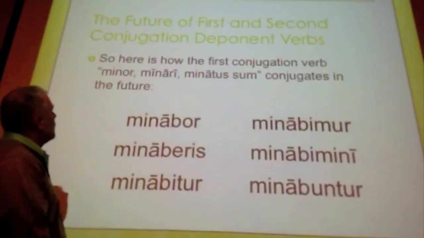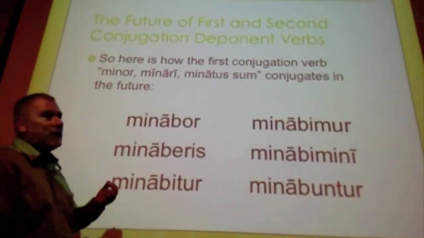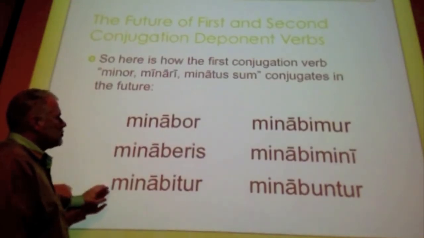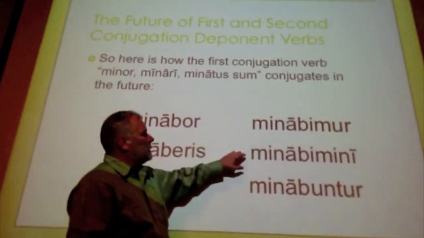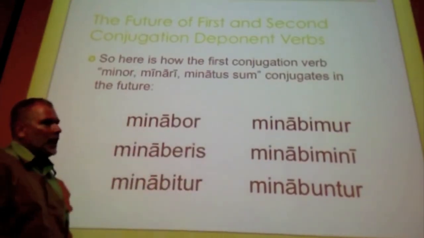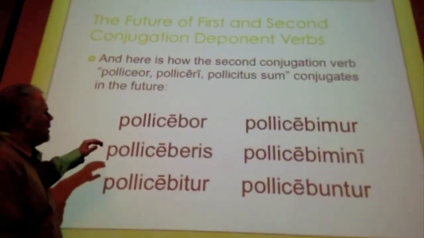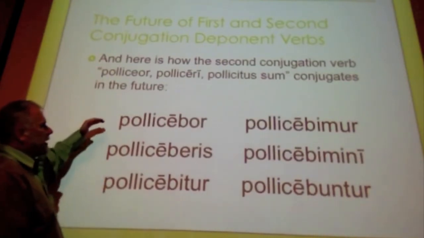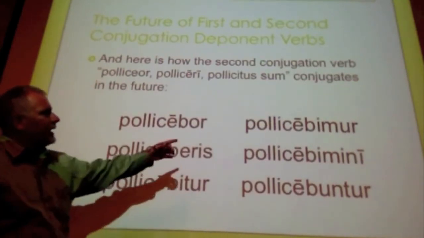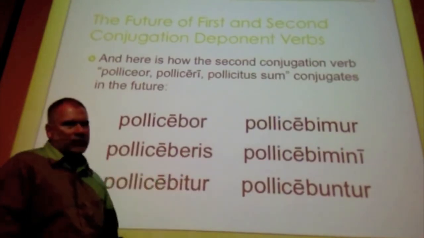So what do we wind up with? Here is how minor works. Remember our stem was minab, so we wind up with minabor, minaberis, minabitur, minabimur, minabimini, minabuntur. And how does polliceor go? Same way. The stem was pollicеb, so we get pollicebor, polliceberis, pollicebitur, pollicebimur, pollicebimini, pollicebuntur.